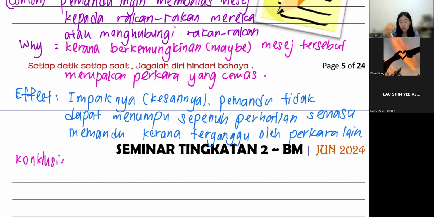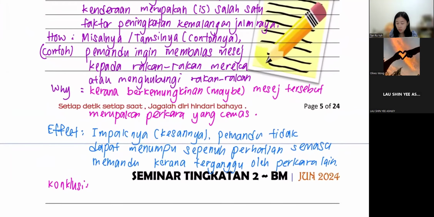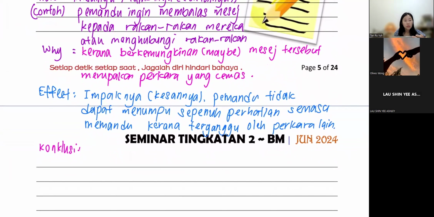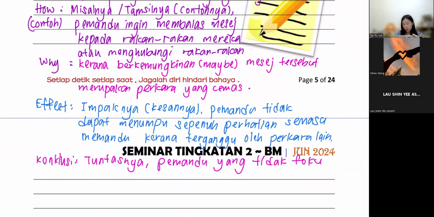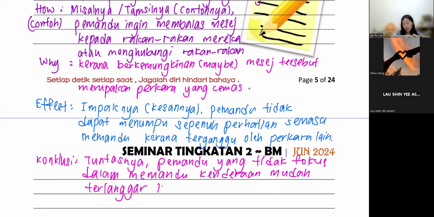Then konklusi, you conclude again your isi. You cannot same word, but then you have to see meaning. We can use tuntasnya. Tuntasnya mean in conclusions. Pemandu yang tidak fokus, is not focusing dalam memandu kenderaan, mudah, get easily, terlanggar, accidentally hit, terlanggar kenderaan lain, hits other vehicle. Okay, copy first, if you don't tell me.